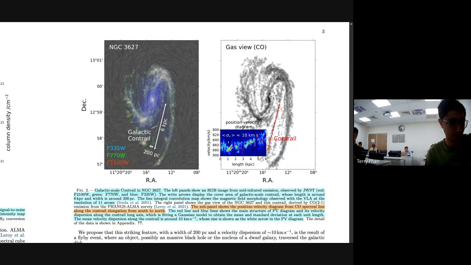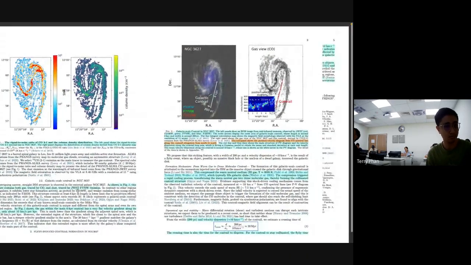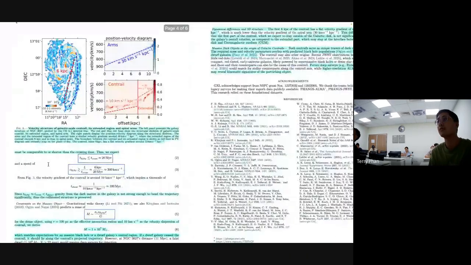And the small sub-panel shows the PV diagram. This is the velocity map along the length of the contrail. The speed of the velocity corresponds to turbulence. The paper measures this as around 10 kilometer per second, which is supersonic. Now, the authors analyzed the velocity structure of the contrail and compared it with the nearby spiral arm. To get to know this better, let's move to figure 3.